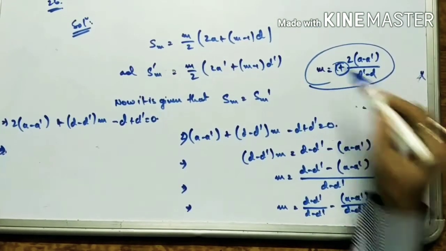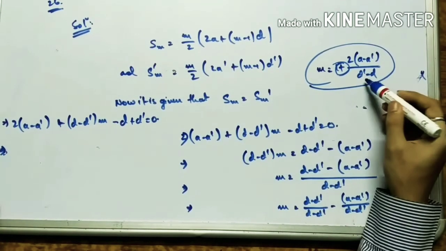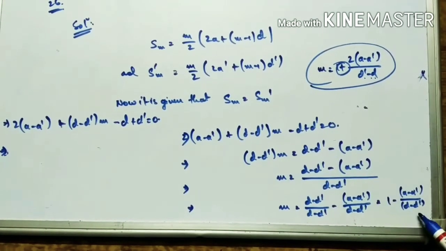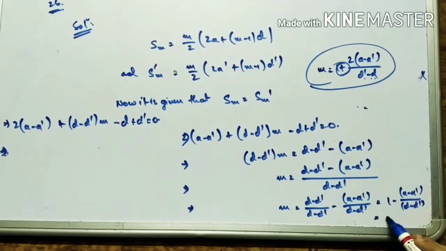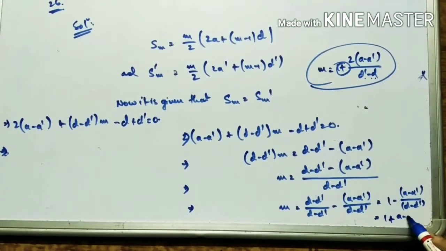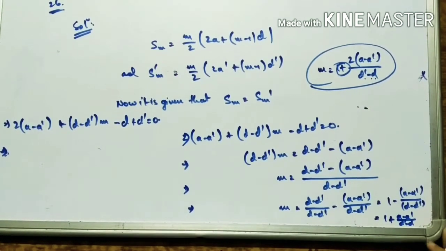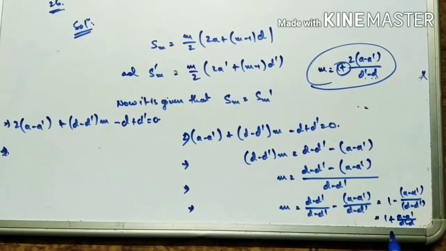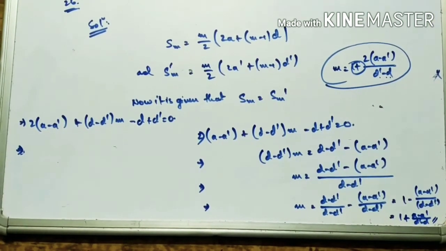But in here you see 1 plus, there is a minus coming. And this is D dash minus D, and ours is D minus D dash. So from here I will take minus common. So ultimately it is equal to 1 plus 2(A minus A dash) by (D dash minus D). Because from here I will take minus common, then this becomes plus. This is proved. Understand? This is proved.